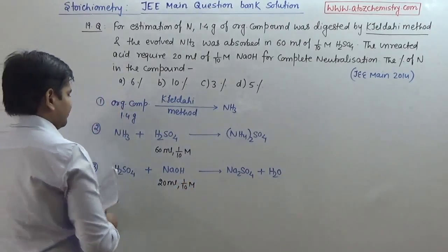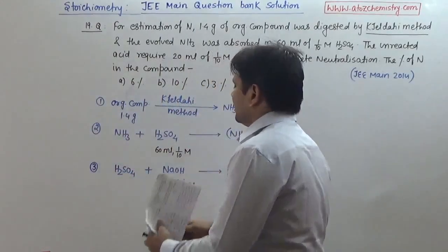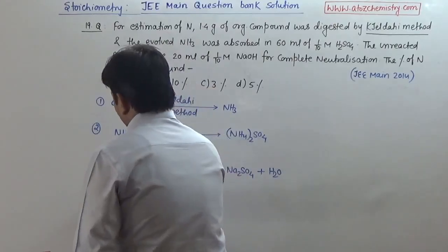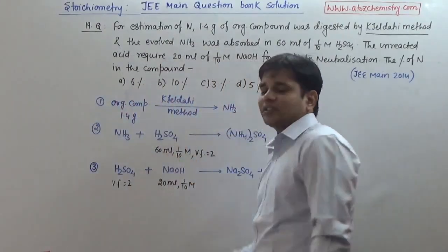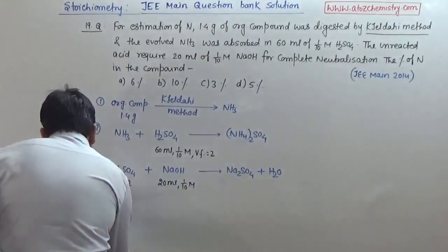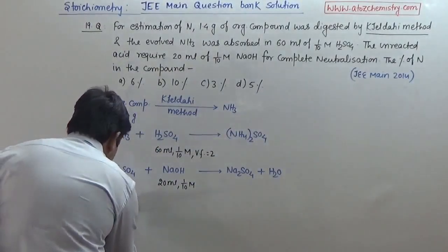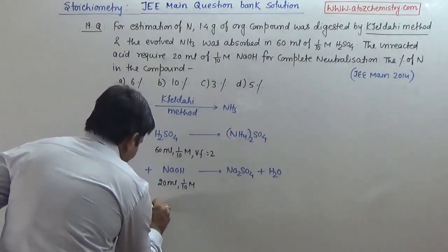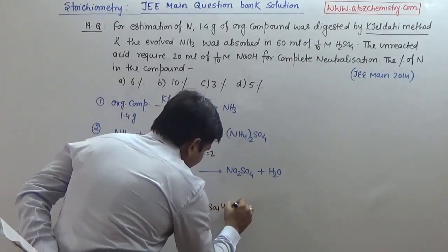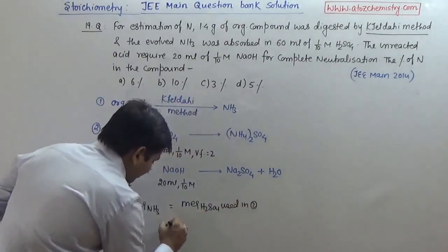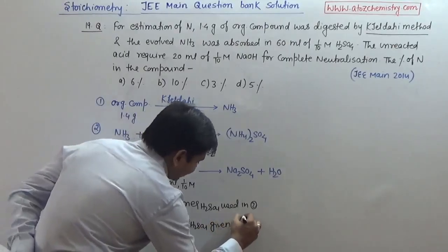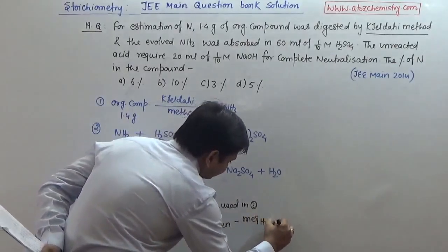You can easily see how much ammonia will be produced by using the back titration concept. Valency factor of H2SO4 is 2. So we can directly correlate the milliequivalent relationship, milliequivalents of H2SO4 in those reactions. Reactions 2 and 3 imply that milliequivalent of NH3 will be equal to milliequivalent of H2SO4 used in 2, and milliequivalent of H2SO4 used in 2 will be equal to milliequivalent of H2SO4 given minus milliequivalent of excess H2SO4 remained.